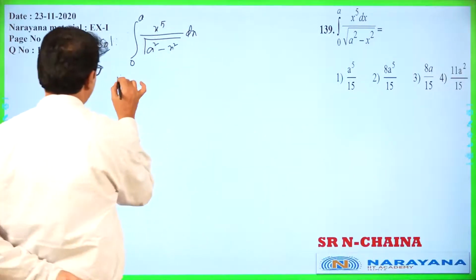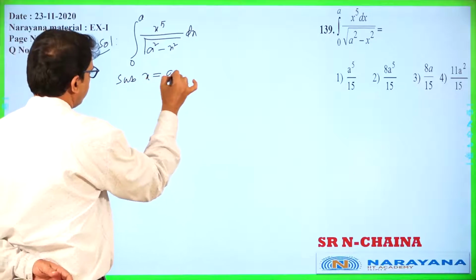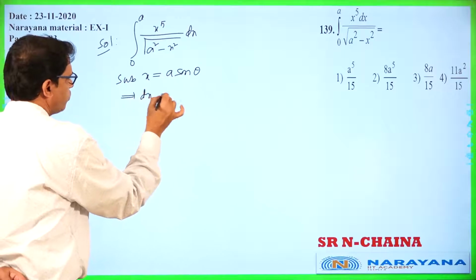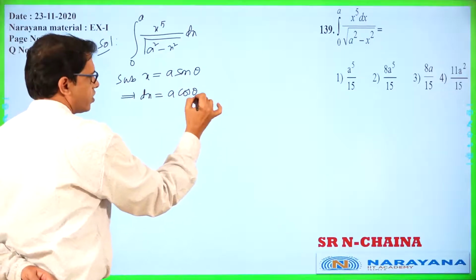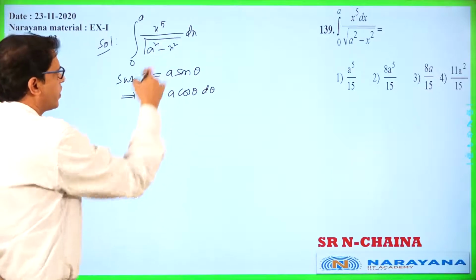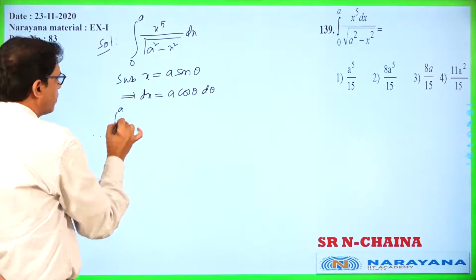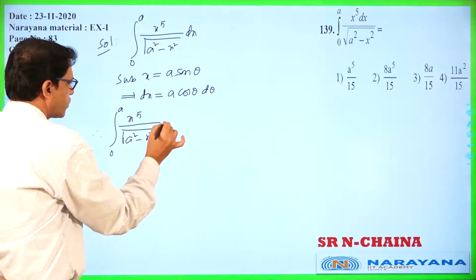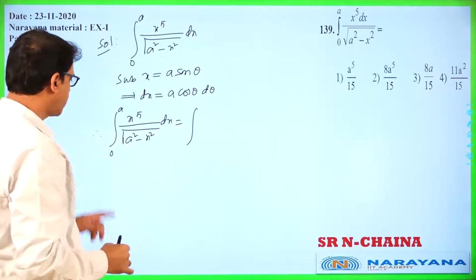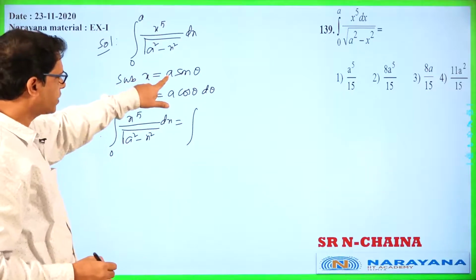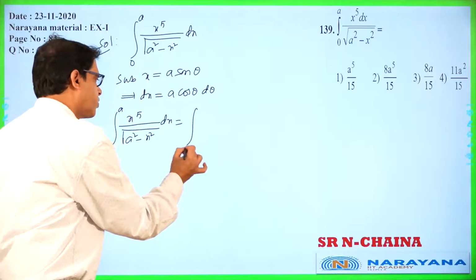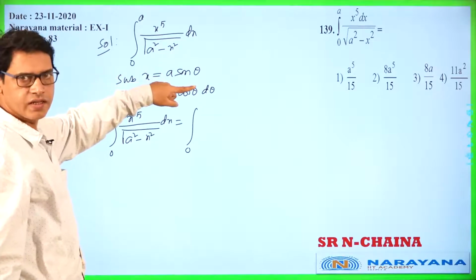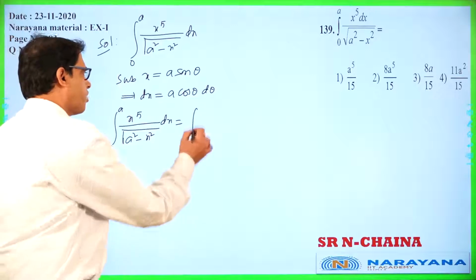So substitute x is equal to a sin theta. That implies dx equals a into derivative of sin theta, which is a cos theta d theta. So replace here. Therefore the integral over 0 to a, x to the power 5 upon root under a square minus x square dx equals, what about the lower limit? If x value is 0, a sin theta equals 0, which means theta is 0. Upper limit, if x is equal to a, then a equals a sin theta, so sin theta is 1, so theta equals pi by 2.